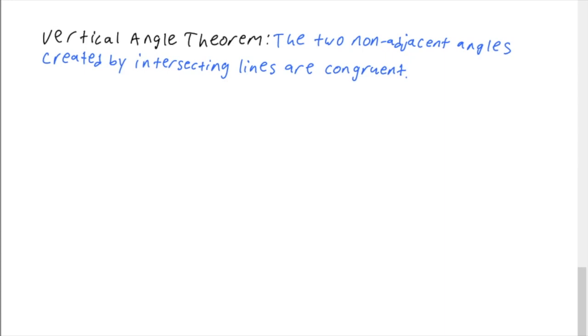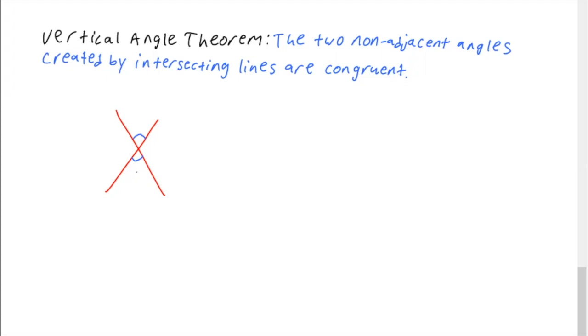And the last theorem I'm going to talk about is the vertical angle theorem. The two non-adjacent angles created by intersecting lines are congruent. What that means is, if I have two intersecting lines here, the opposite angles, the non-adjacent angles, are congruent. So if I start with this angle here, the two angles next to it are adjacent to it. So it's the non-adjacent angle, the opposite angle, the one across from it. So those two are congruent, they're the same.